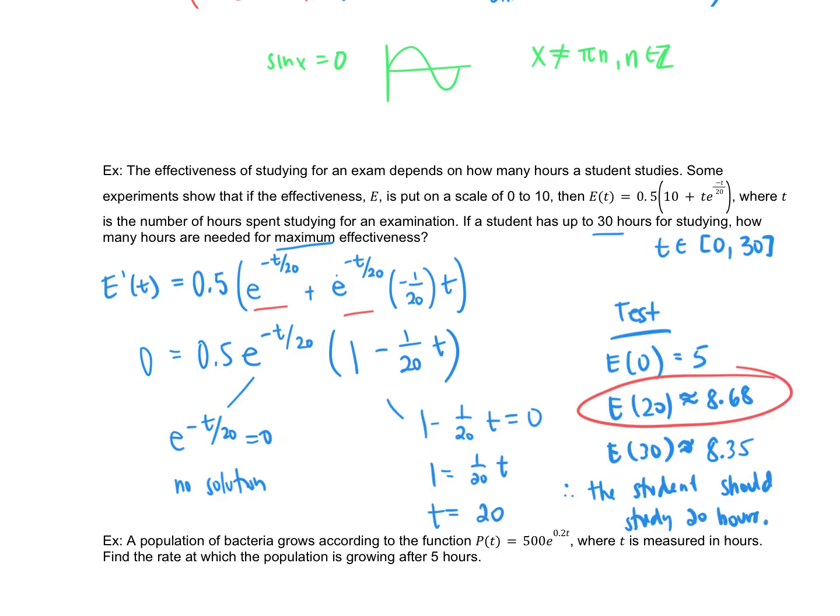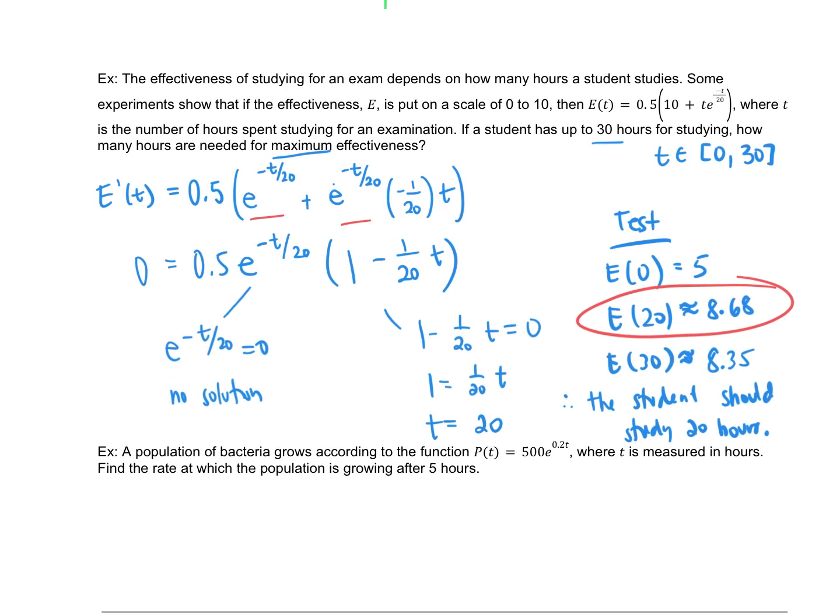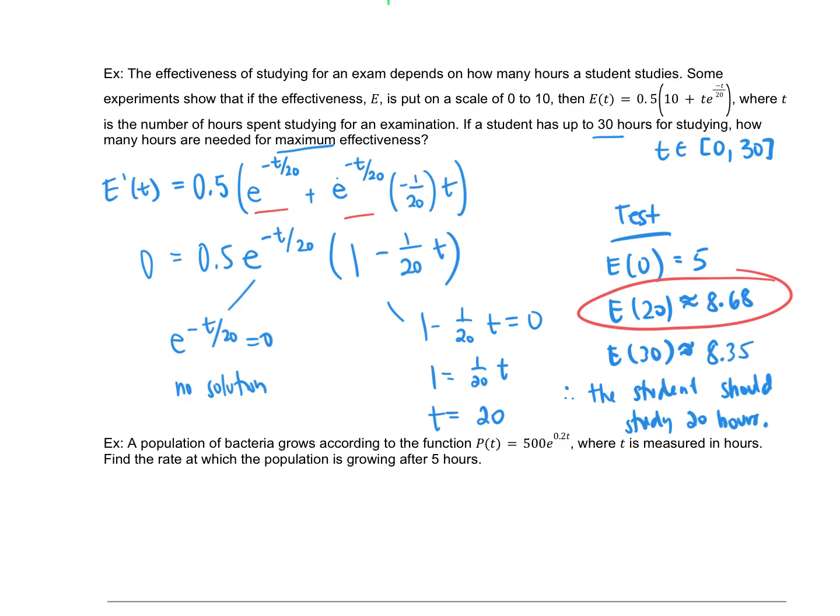All right. Actually, we do have one more little word problem here about bacteria. A population of bacteria grows according to the function p at t equals 500 e to the power of 0.2t, where t is measured in hours. Find the rate at which the population is growing after 5 years. So we're just looking for the instantaneous rate of change when t equals 5, which means I need my derivative, and then I'll set t equal to 5.